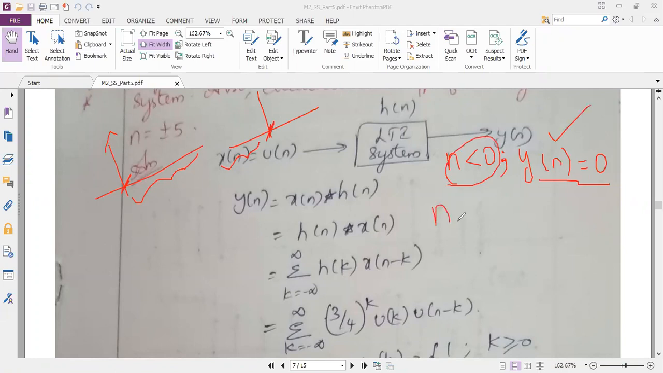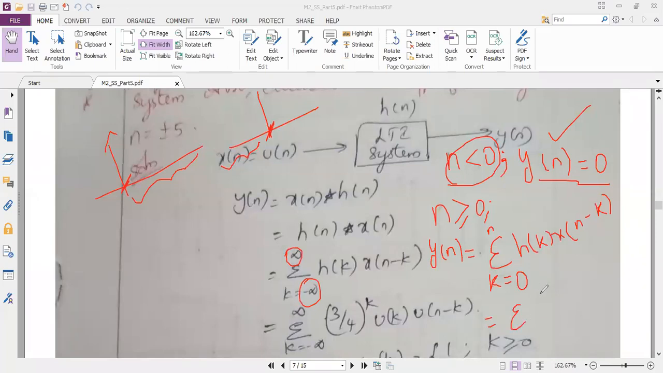When n is greater than or equal to 0, I have to write my output. So what is my output? Already you people have written this equation. So y of n is equal to the summation. Originally it is from minus infinity to plus infinity, but as in all the earlier problems, we did it from 0 to n. So in this problem we have kept h of k and we have kept x of k as x of n minus k.